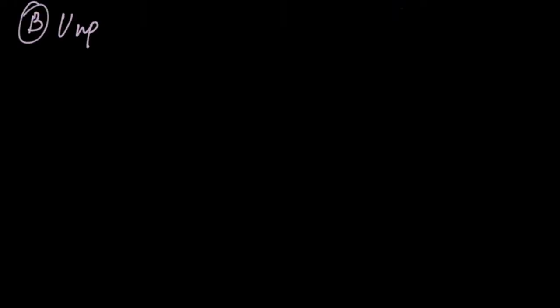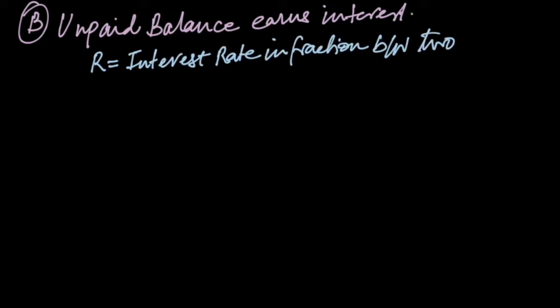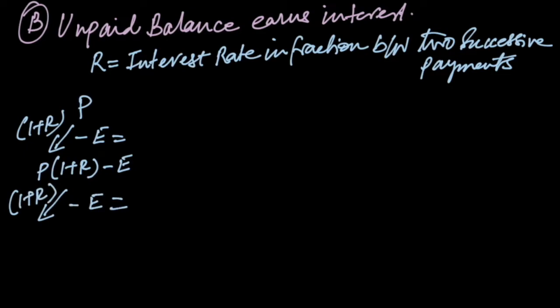Now let's do the unpaid balance case. Here we start with principal P. It will earn interest at the rate of R, and we have to subtract the installment amount after the first period. So the remaining amount will be P times (1 plus R) minus E. That will act as the balance for the next installment, and we have to keep doing it until the remaining balance is 0.